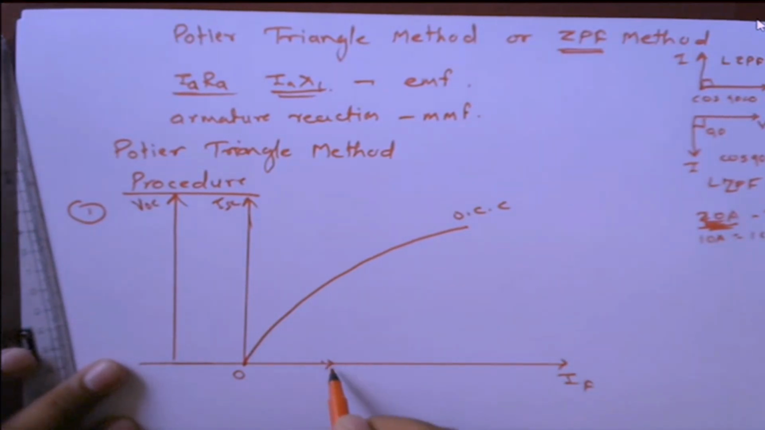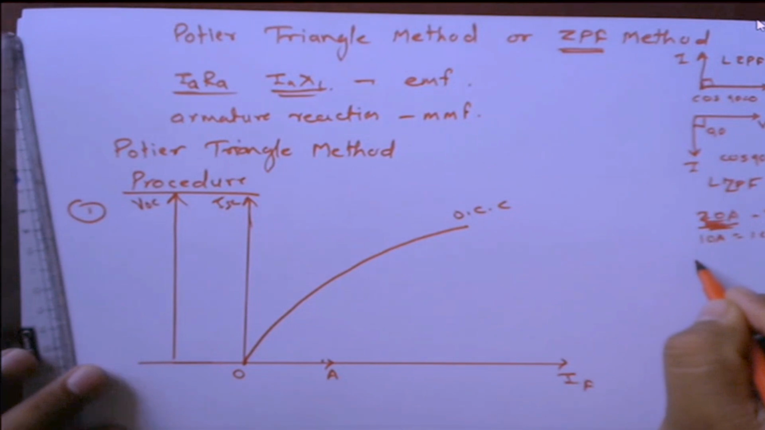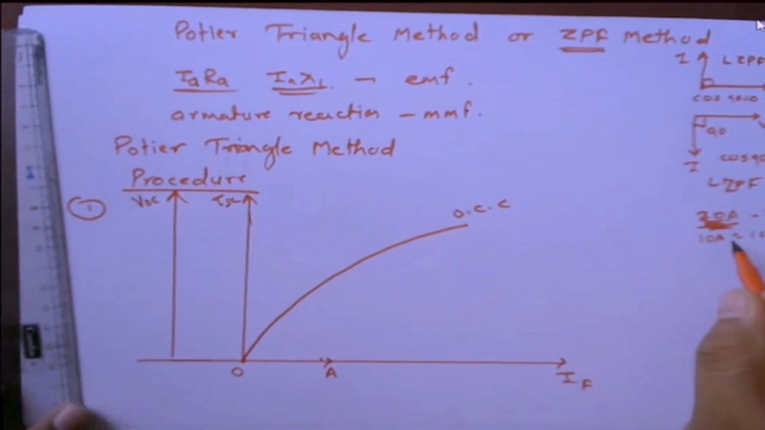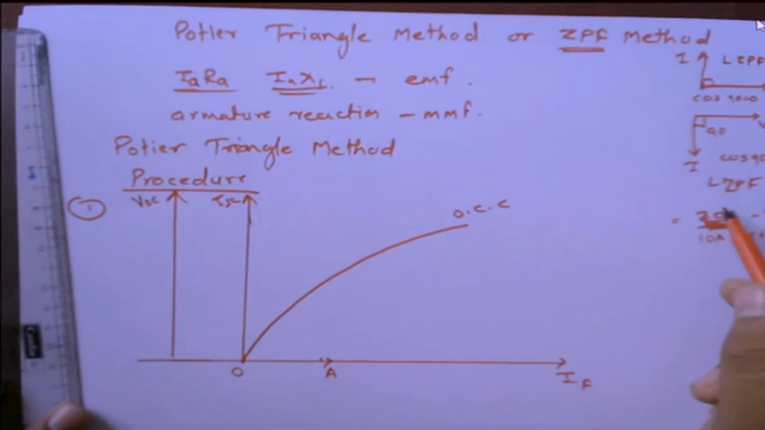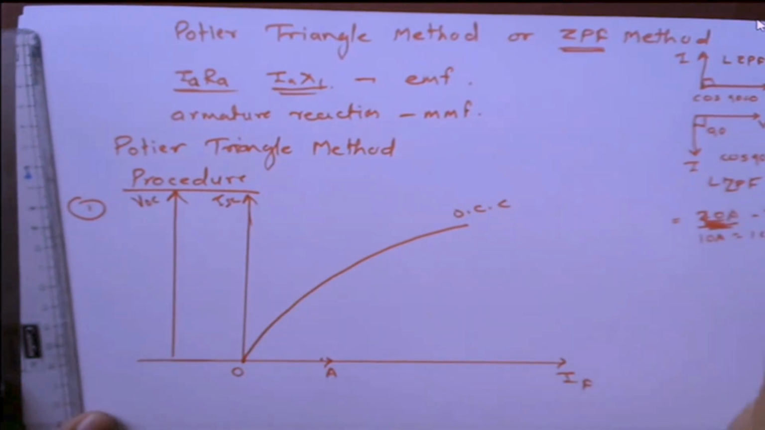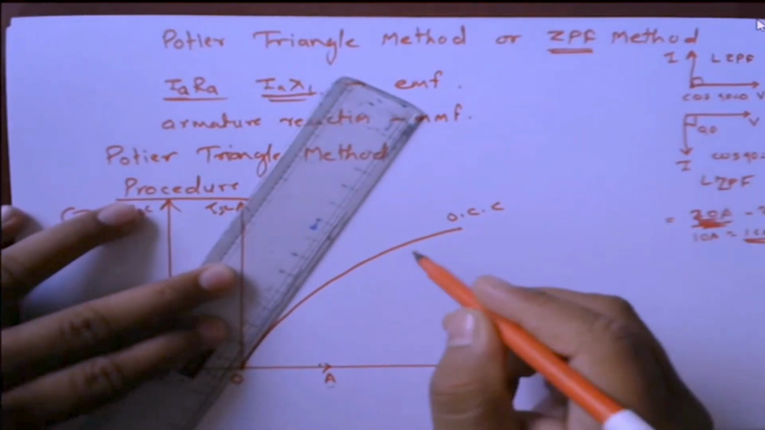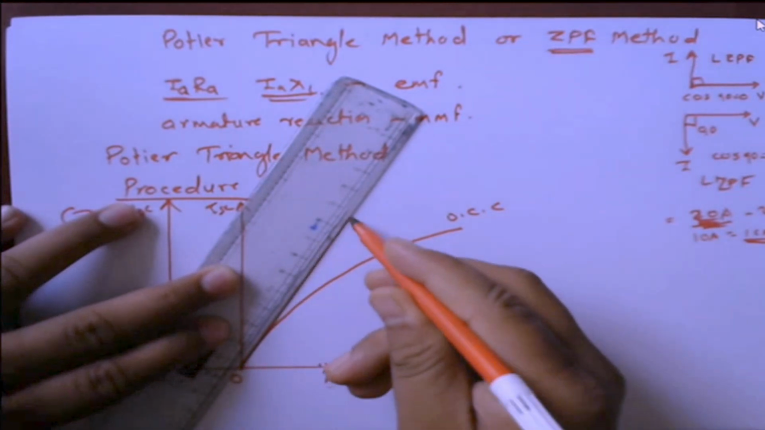Let us suppose this is the current, and I will name it as point A. I have to find out that current which produces the zero terminal voltage. For example, I will consider that current is 20 ampere, which produces zero terminal voltage. By taking an appropriate scale, I have to plot that point and I will name it as point A.